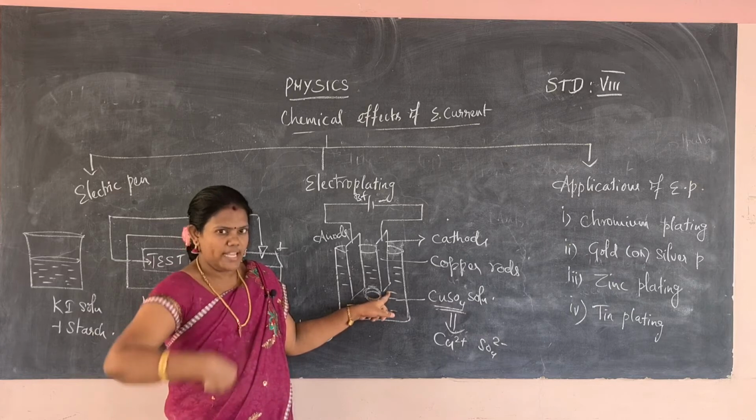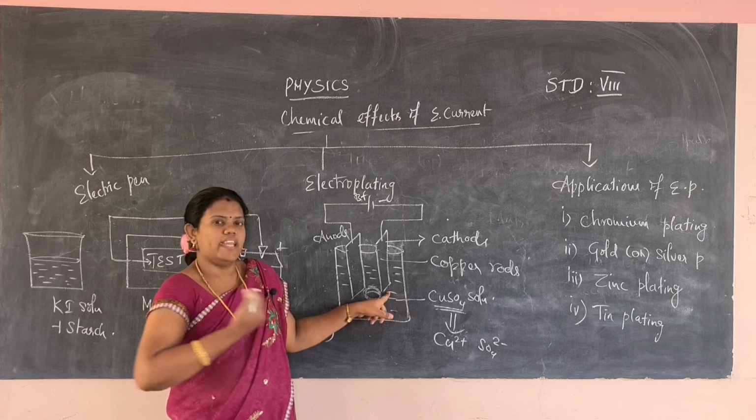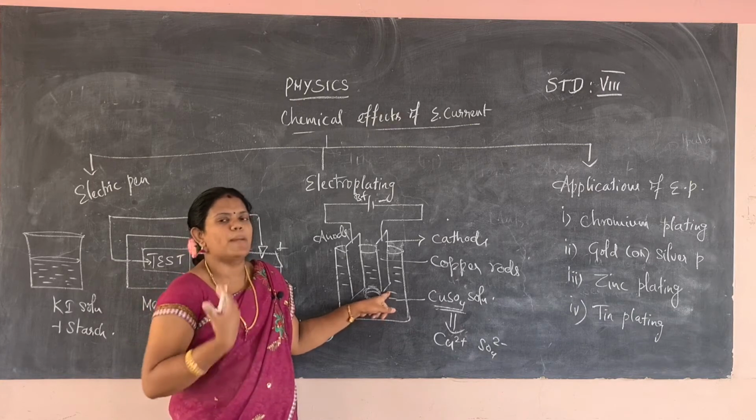reach the cathode, gain two electrons to form copper atoms. Any atom that gains an electron or loses an electron forms an ion.